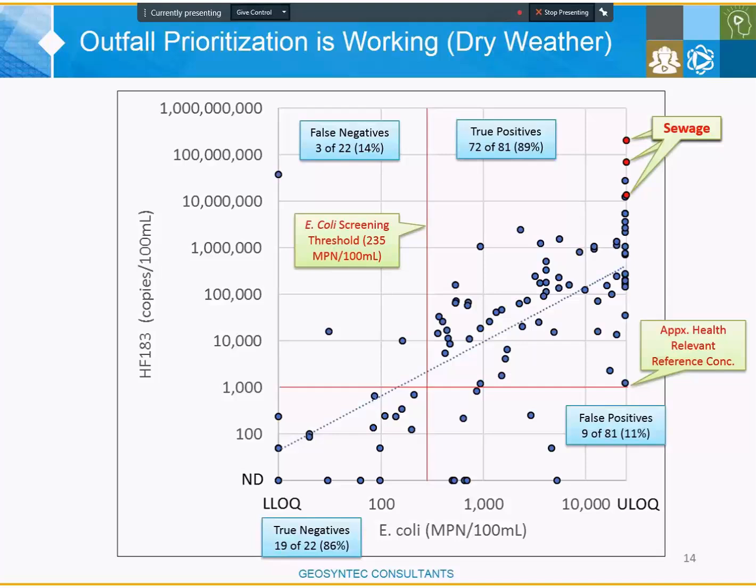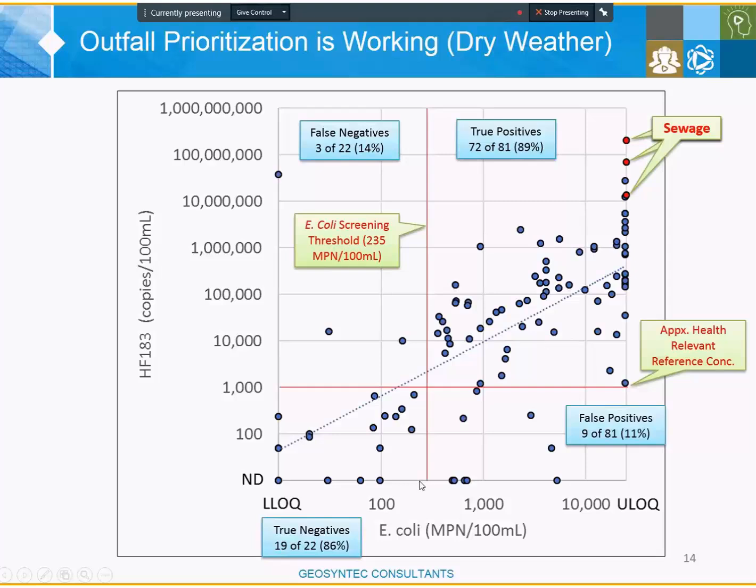When you categorize these into quadrants, we can call the associations false positives, true positives. So, for example, when E. coli exceeds the threshold that they're using for outfall screening, but there's little to no HF183 presence, that's a false positive. Where there is significant human waste marker present and E. coli exceeds your screening threshold, that's a true positive, that you then prioritize the right outfalls and enact network investigation. Now, on the other hand, there's true and false negatives.